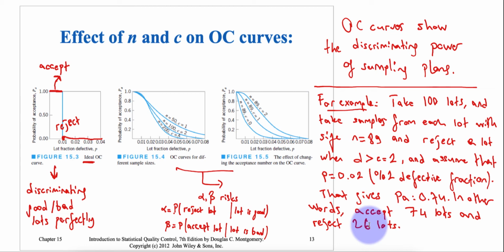All right. So probability of acceptance affects these risks, and you are trying to reduce these risks, minimize the probability of rejection of the lots when the lot is good, and you are trying to decrease the probability of accepting the lots when the lot is bad. Okay.